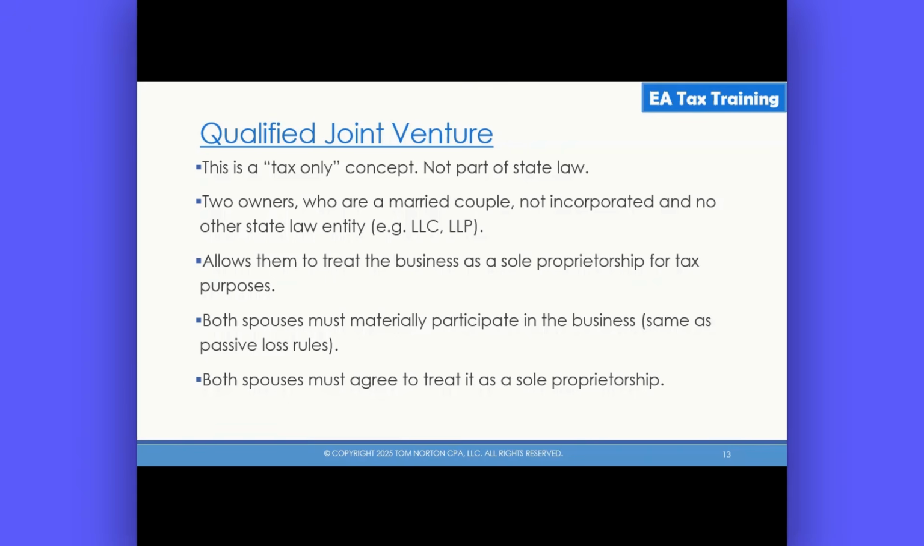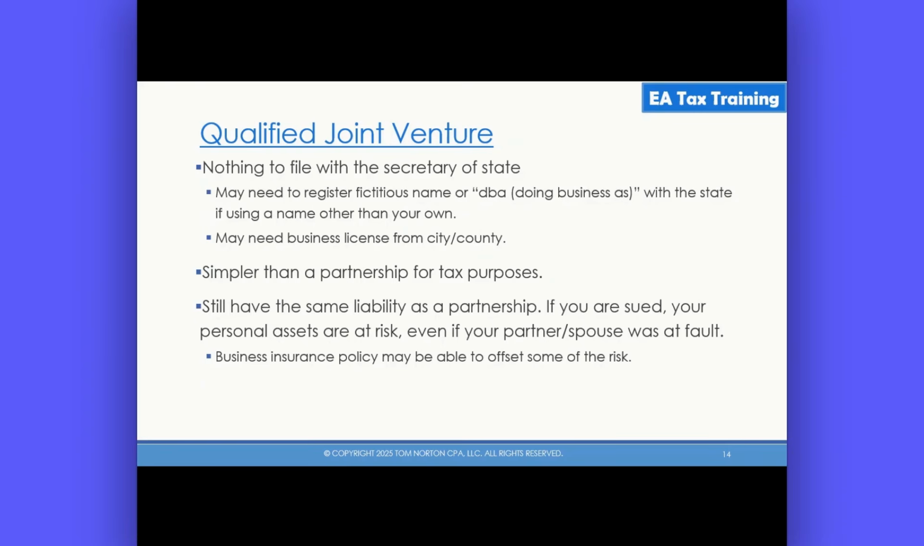Now, in order to qualify for this, both spouses must materially participate in the business. Back in part one, we talked about the passive activity loss rules and material participation. Essentially, this means both spouses need to work in the business. You don't have one spouse who's actively working in the business while the other spouse is just a silent partner or barely doing anything in the business. They both have to be actively working in the business, and both spouses must agree to treat it as a sole proprietorship.